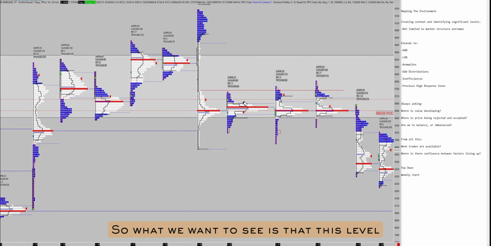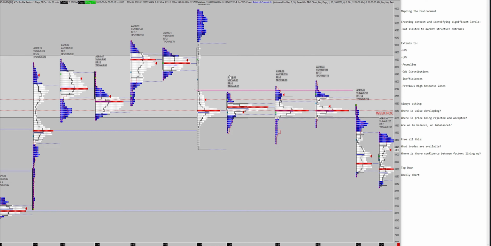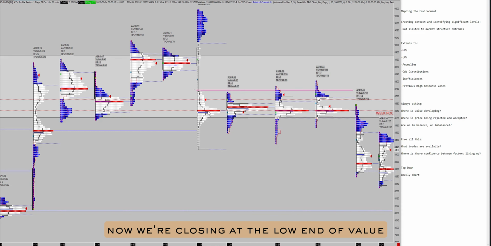Okay, so what we want to see is that this level above the single print area serves to reject any kind of advance. Okay, so where is value developing? Well, we can see that value shifted over time. We have the loss of that weekly level. On the weekly time frame now we're closing at the low end of value, and on an intraday basis we are starting to create what is likely a value area within the structure.